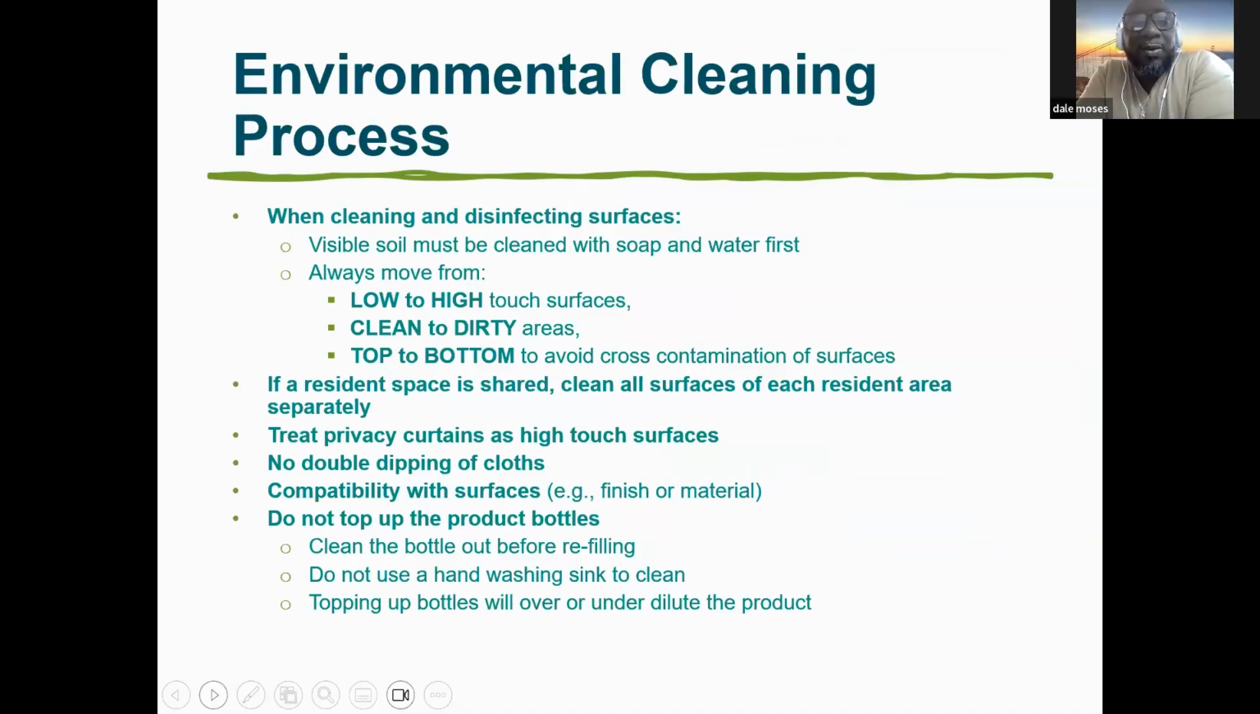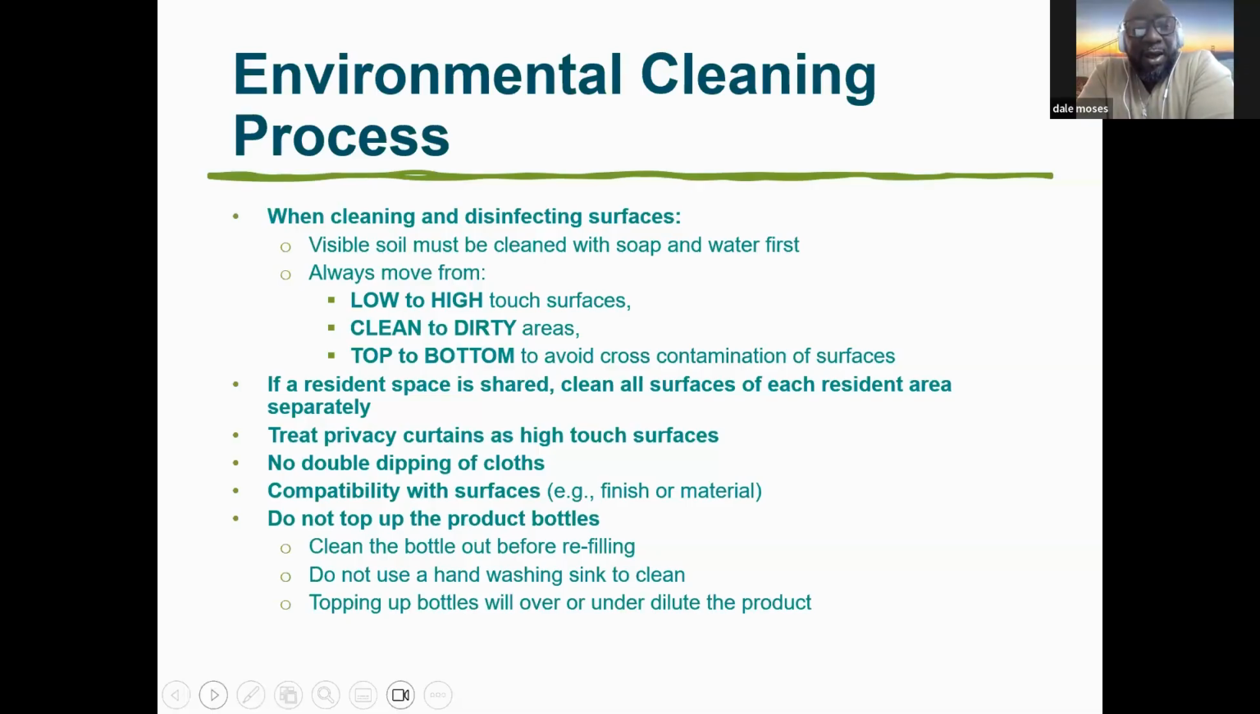Visibly soiled areas must be cleaned with soap and water first, which I do see, and then when performing the process of cleaning and disinfecting, always move from low to high touch surfaces. So low touch surfaces to very dirty surfaces being the last areas that you do. Washrooms would be considered last places that you'll do. Clean to dirty, so cleaner areas to dirty areas. Again, washroom would be the dirty area. And then top to bottom, get the dirt from above and move it down. And then the bottom area would be cleaned and disinfected last as well.